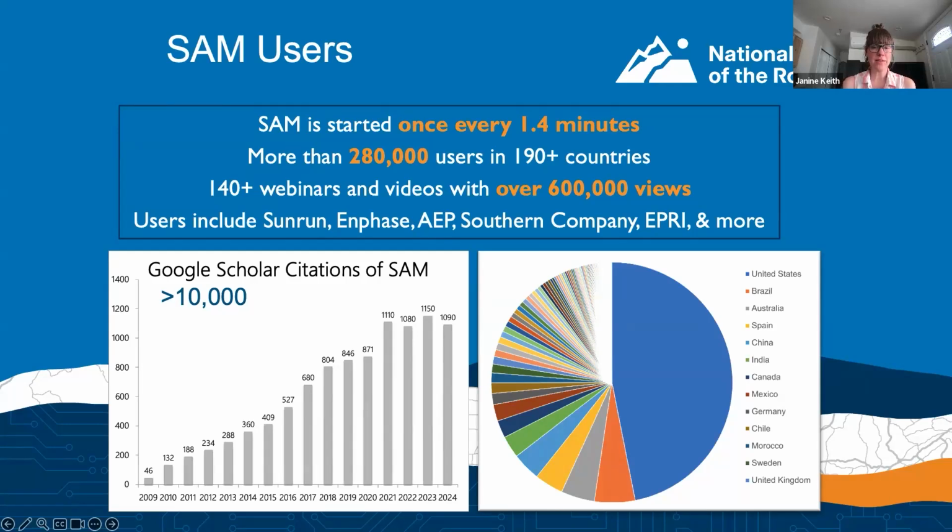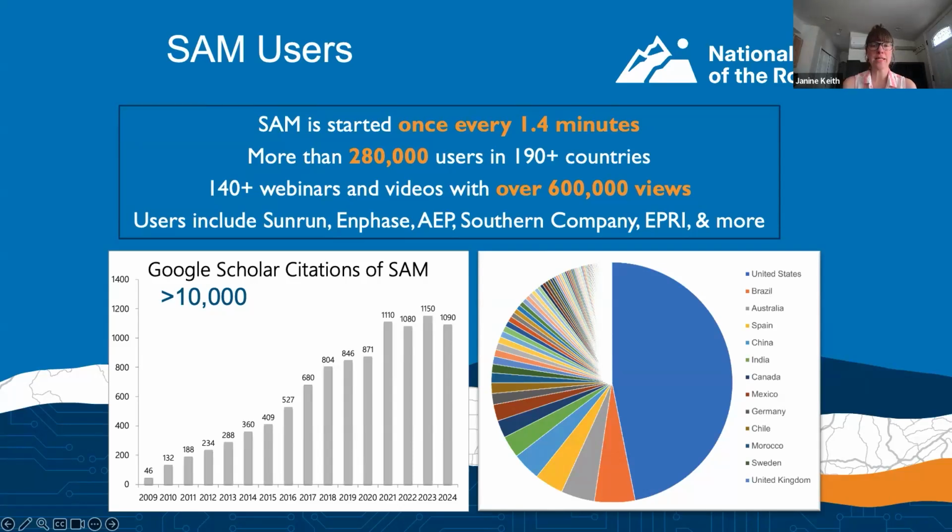SAM is also used extensively in research. So on the bottom left-hand corner here, I'm showing a graph of citations that feature SAM in a research paper as tracked by Google Scholar over the years. So you can see we started tracking back in 2009, and we have recently hit a cumulative total of over 10,000 citations of SAM. So it is impacting a lot of research and development areas as well.